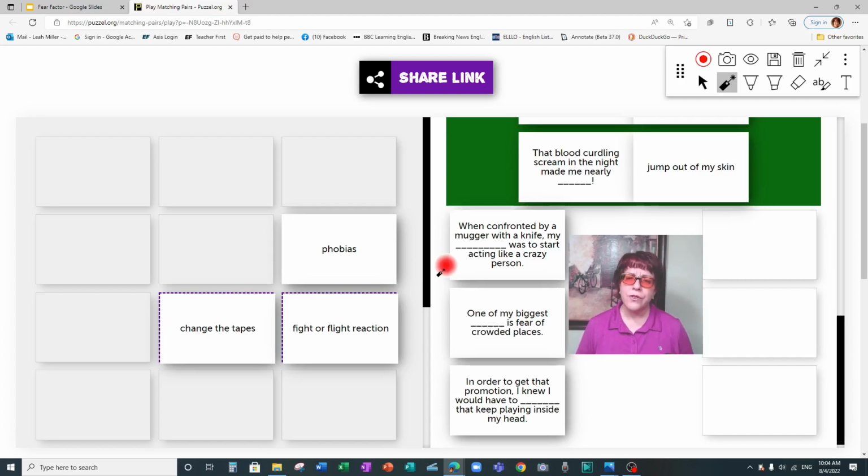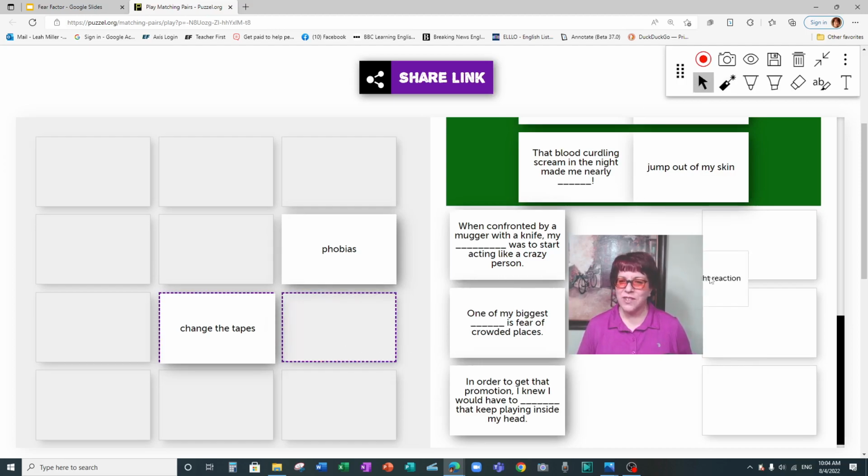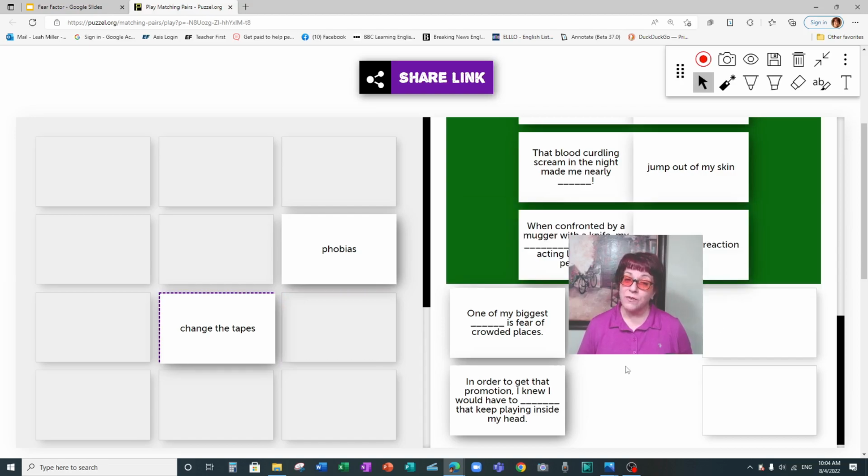Okay, so if you're confronted by a mugger with a knife, what are you going to do? Yes, you've got two choices. You're going to fight, keep your money, or run away, flight. Exactly. Let's bring that over here and match those two. Now we've only got two left, so it should be pretty easy. Let's do these fairly quickly.